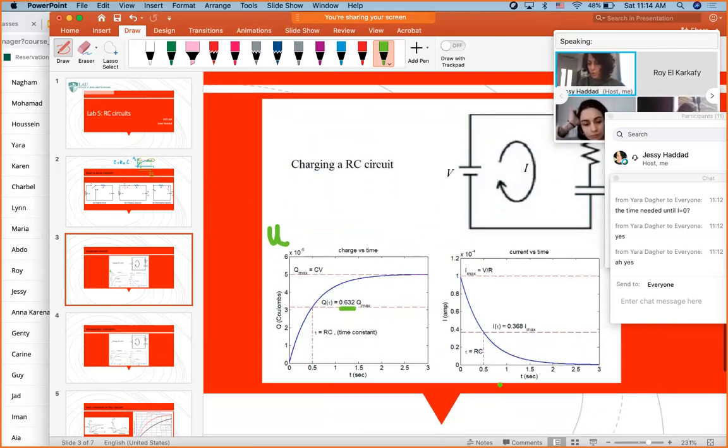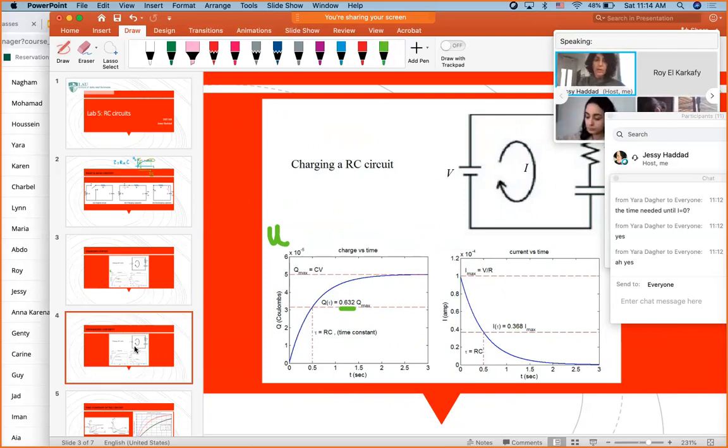Same thing would go for the current. Since the current is a decreasing exponential, you follow 36.8 or 37% of I max. So you can plug your ammeter in series with the capacitor and measure the current at any moment, okay?